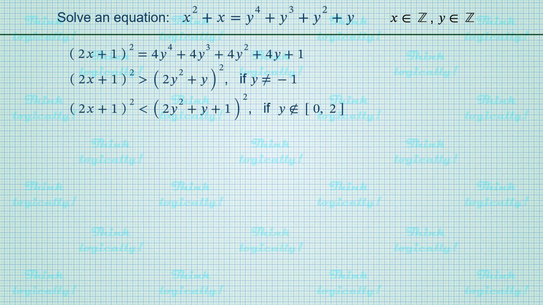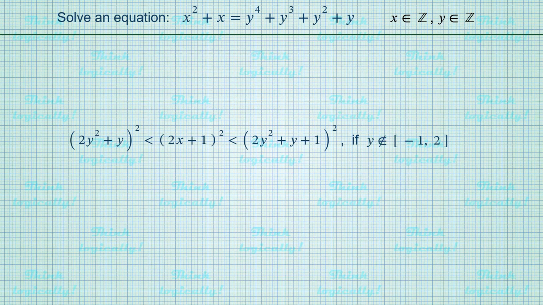Let's unite the two inequations for (2x plus 1) squared into a double inequation. The double inequation holds if both previous inequations hold. That is, y is different from -1 and does not belong to the closed interval from 0 to number 2. Adding -1 to the closed interval from 0 to number 2 gives the closed interval from -1 to number 2. So the double inequation holds if y is outside this interval.